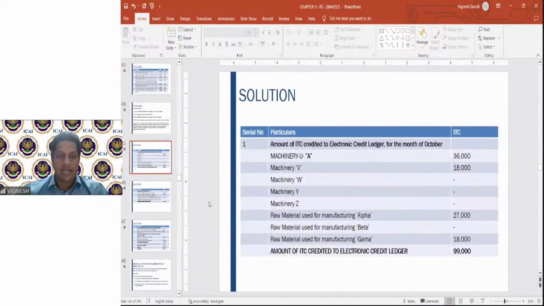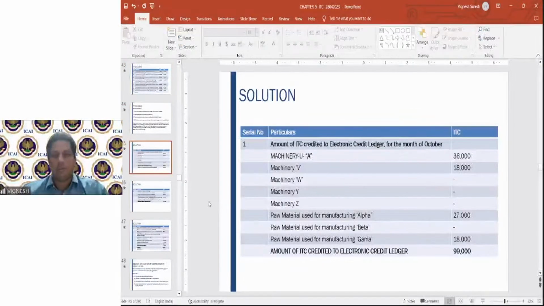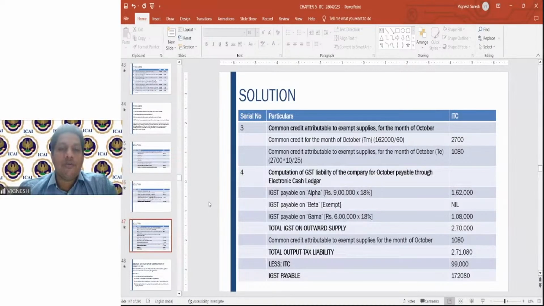I hope you got the clarity. It was purchased 4 years back. At that point of time also, it was used for manufacturing beta. Beta was taxable then. So you already claimed the credit at that point of time. So no question of claiming one more time. It won't come here, but it will come in the common credit, because common credit you are working out only for the purpose of removing it per month, how much it pertains to exempt supply. For calculating that only you are doing. So I hope that is clear.